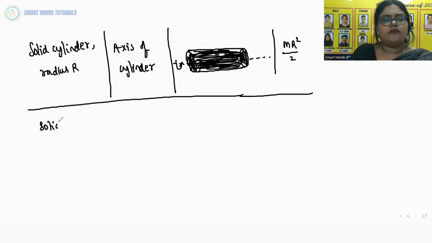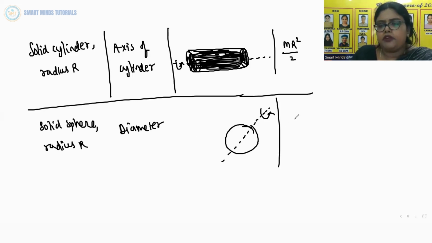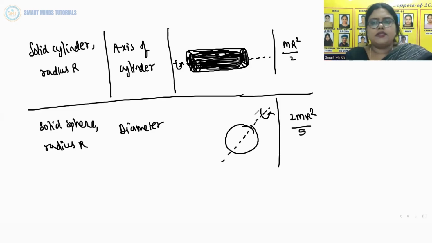Now at last you have a solid sphere whose radius is R and the axis is the diameter. There is a sphere, let's say, so it is passing through the center. This is the axis of rotation, and the moment of inertia is 2MR square by 5. So these are the different bodies, their axis, their moment of inertia, and their figures.